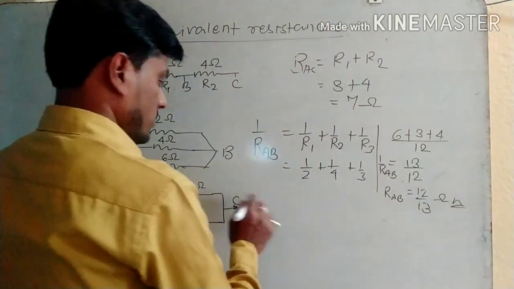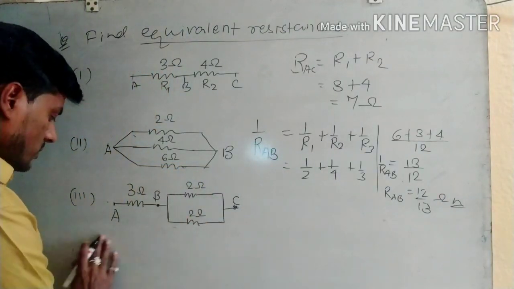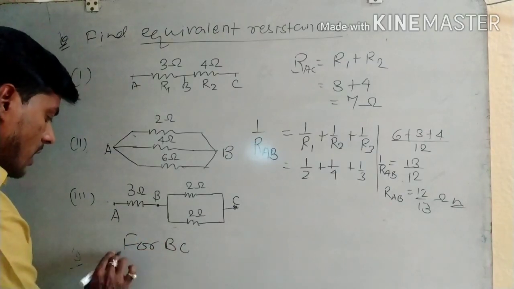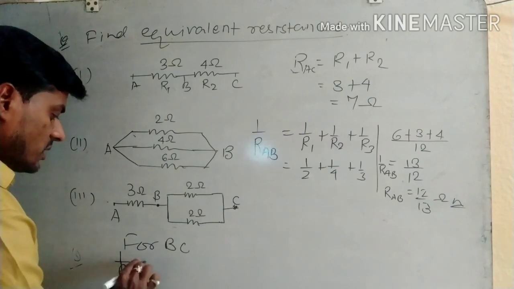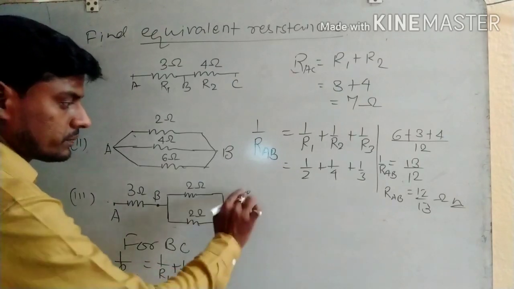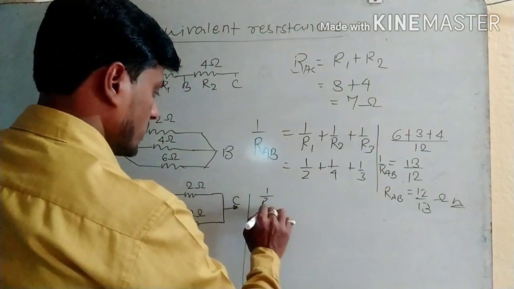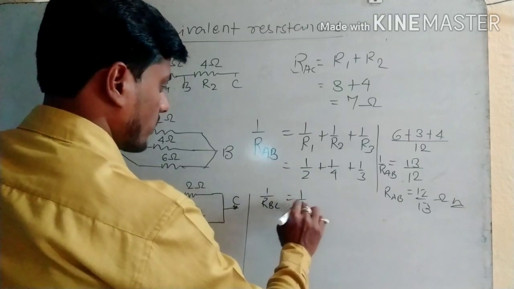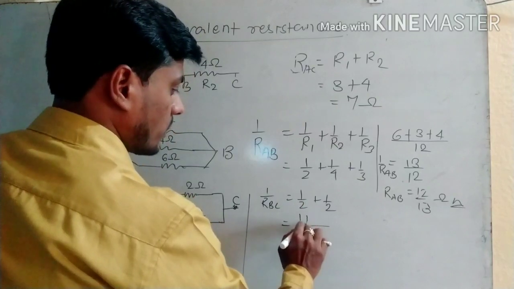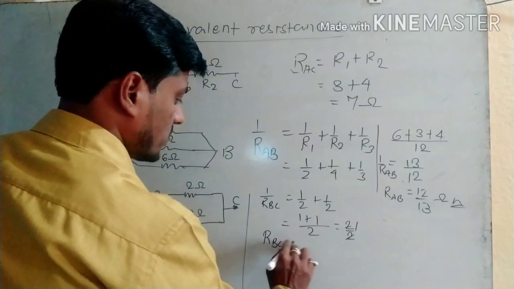Now in this question, how can we solve? First of all, we solve for BC. For BC, 1 by RBC is equal to 1 by R1 plus 1 by R2. We put 1 by RBC is equal to 1 by 2 plus 1 by 2. The LCM is 2, so 1 plus 1 is 2 by 2, which cancels to 1. So RBC is equal to 1 ohm.